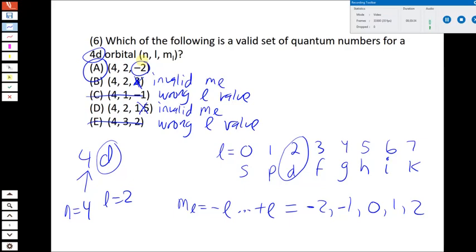How do we get m sub L? Well, m sub L can be any of these 5. So we're just looking for a valid set, which means m sub L could be any of these 5 numbers, -2, -1, 0, 1, or 2. So if there were 2 answer choices that had those, then those would both be correct. But we only have one here that works. There's no answer choice that allows you to pick more than one here. So, all right, anything else?